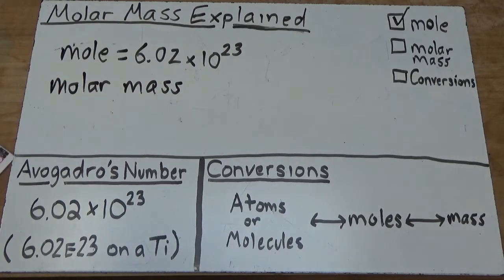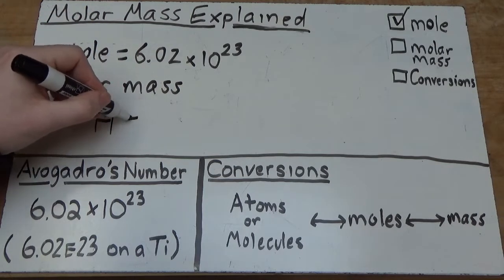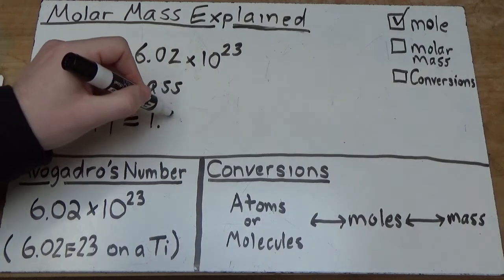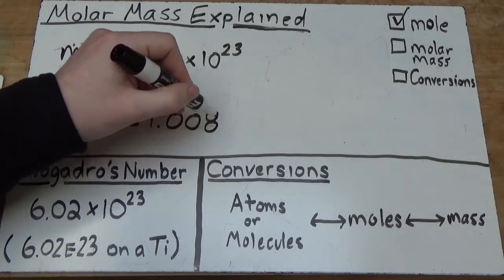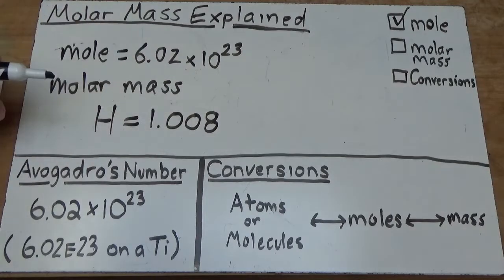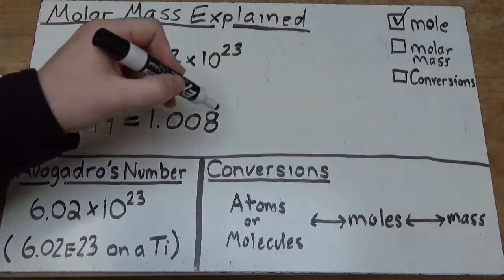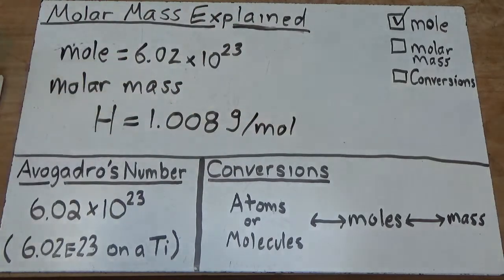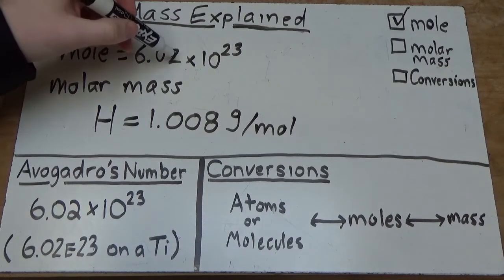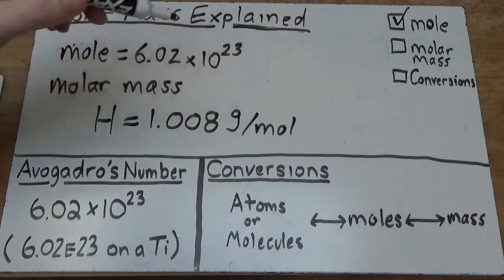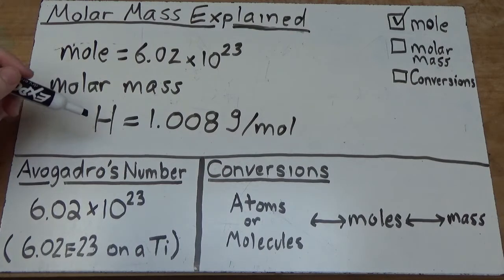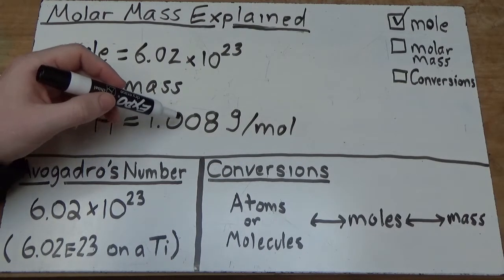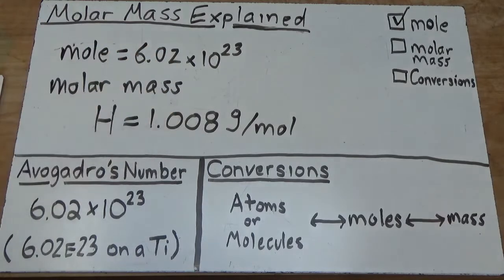So for instance, if I look at hydrogen, I see that the molar mass of hydrogen is 1.008. The units of this 1.008 are actually grams per mole. This means that if I have 6.02 times 10 to the 23 H atoms, they are going to weigh 1.008 grams.